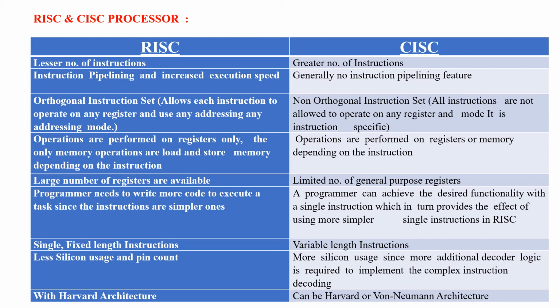CISC is called complex instruction set computer. It supports a large number of instructions. It also supports more addressing modes. Hence, we write the code by using fewer instructions, and therefore the execution time is also low. Hence, the system performance is enhanced, but the CISC architecture is complex in nature. Therefore, cost of CISC processor is high. And CISC processor generally supports Harvard or von Neumann architecture.